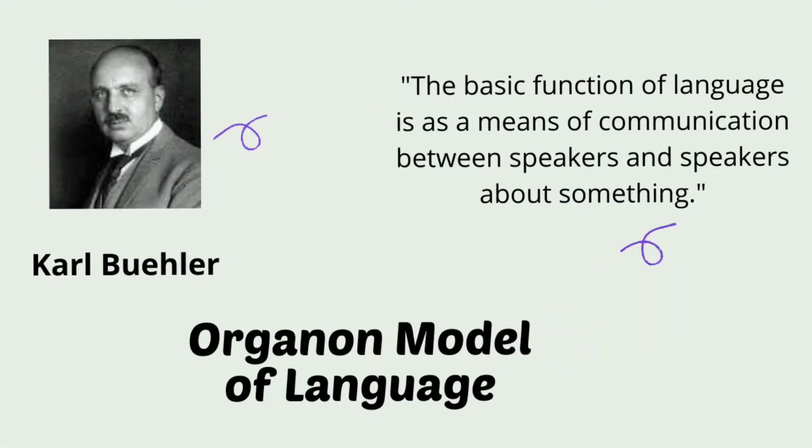Karl Bühler is a psychologist and linguist originating from Germany, who argues that the basic function of language is as a means of communication between speakers and listeners about something. This concept is usually called the organon model of language.